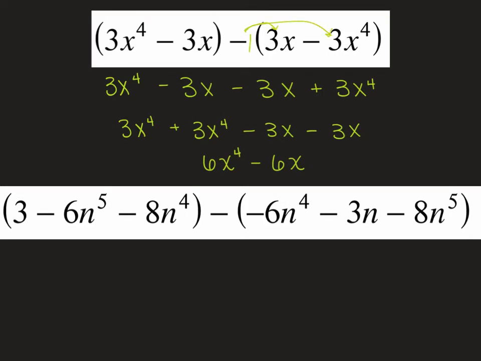When I do that, you can see that it's going to change both of these signs. So just think like whatever we started with, a positive 3x and a negative 3x to the fourth, now we have the opposite. We have a negative 3x plus 3x to the fourth. We distribute the negative sign. Now we can rearrange, just like how we did with the last ones.